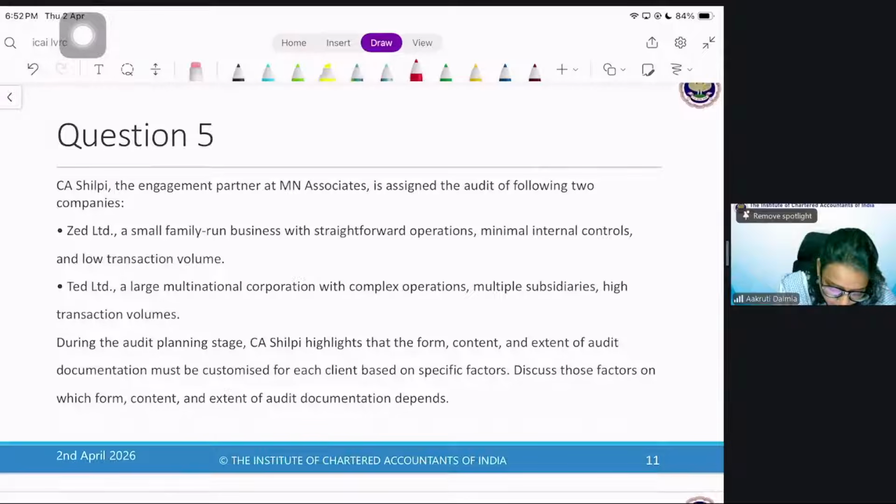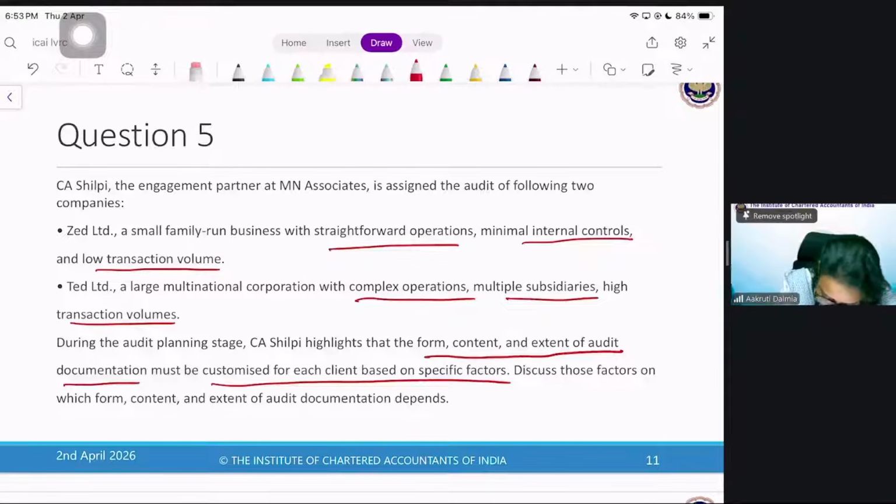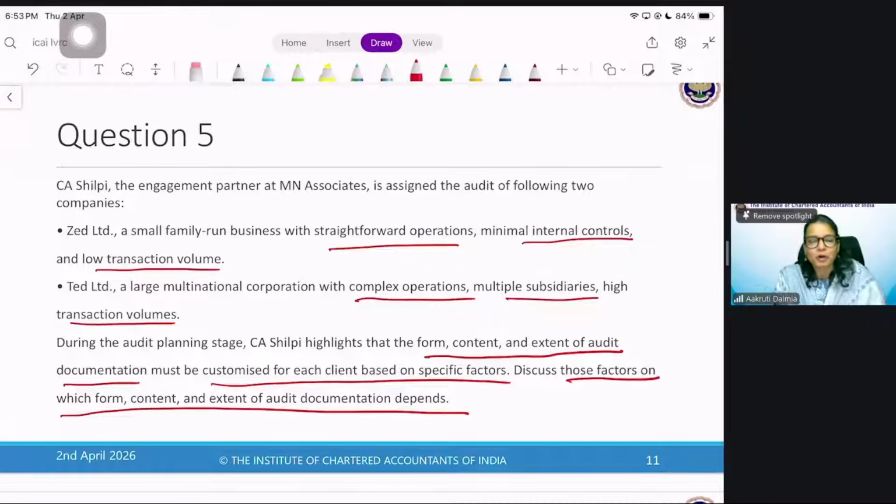CA Shilpi, the engagement partner of MN Associates, is assigned the audit of the following two companies. Z Limited, a small family-run business with straightforward operations, minimal internal controls, and low transaction value. TED Limited, a large multinational corporation with complex operations, multiple subsidiaries, and high transaction volumes. During the planning stage, CA Shilpi highlights that the form, content, and extent of audit documentation must be customized for each client based on specific factors. Discuss the factors on which form, content, and extent of audit documentation depends.